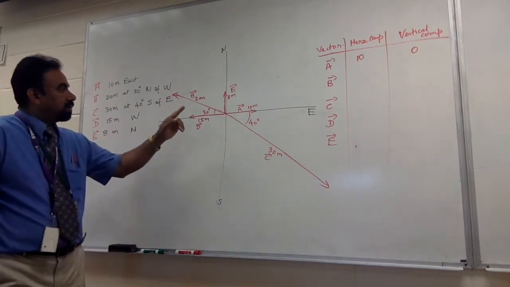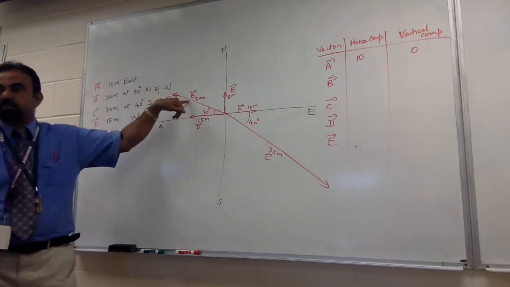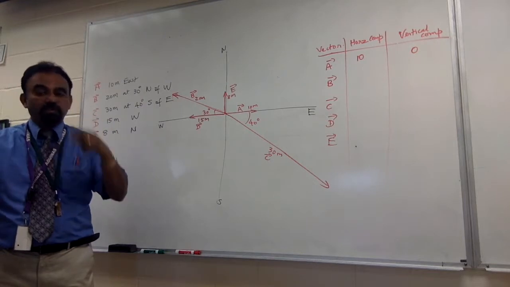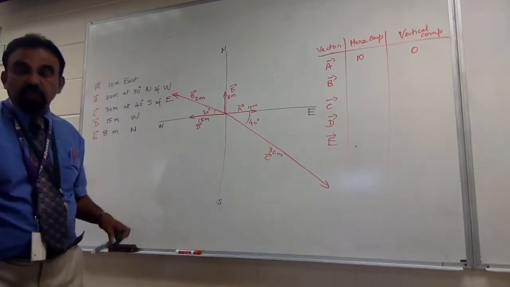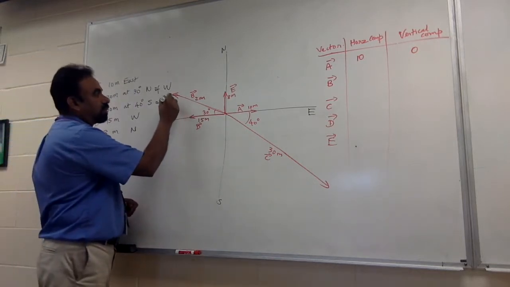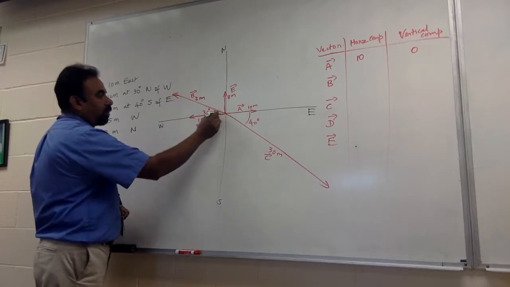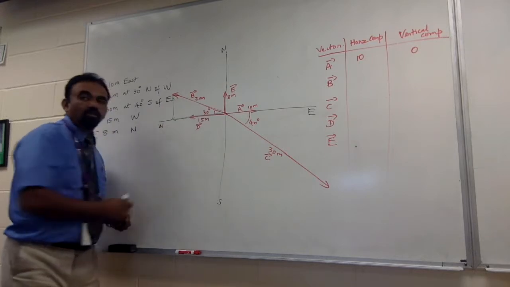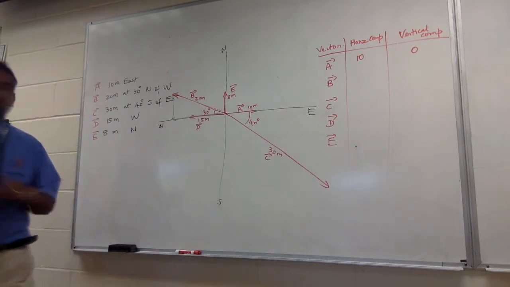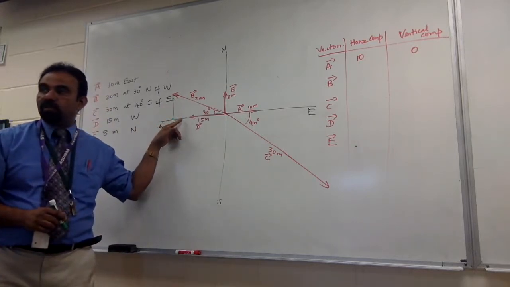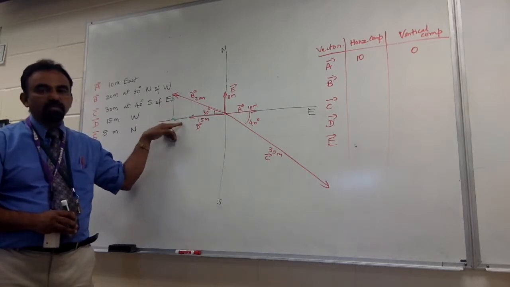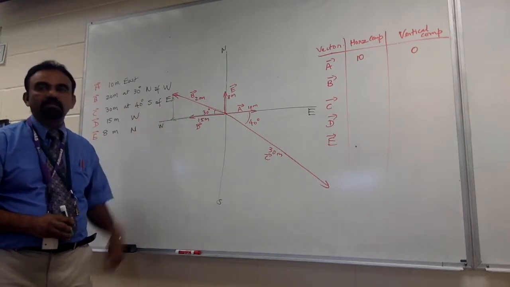Let's go to B. That's 20 meters. We need to split it into two components. And which components are we talking about? To go here, we can go like this and then like this. So those are the two components. These are the two components we are trying to find out.